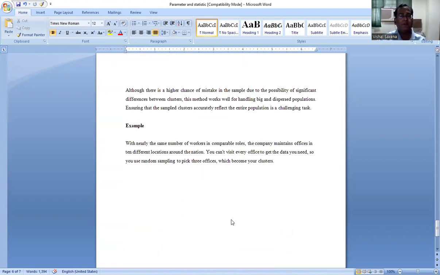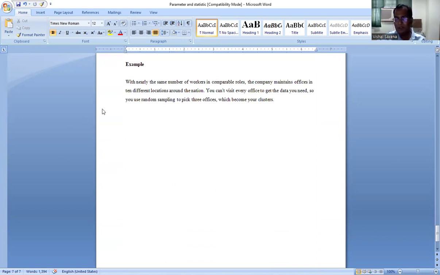We can see one example to understand this. The company maintains offices in 10 different locations around the nation, with nearly the same number of workers in comparable roles. Suppose a company has 10 different offices in 10 different cities. You can't visit every office to get the data you need, and from every place it is very difficult to get the data.